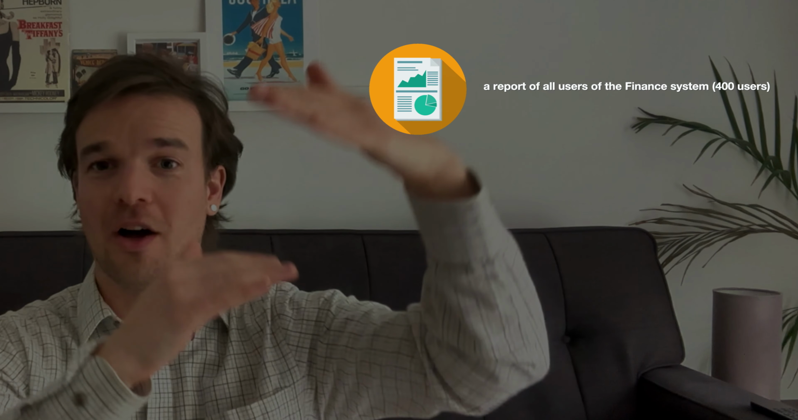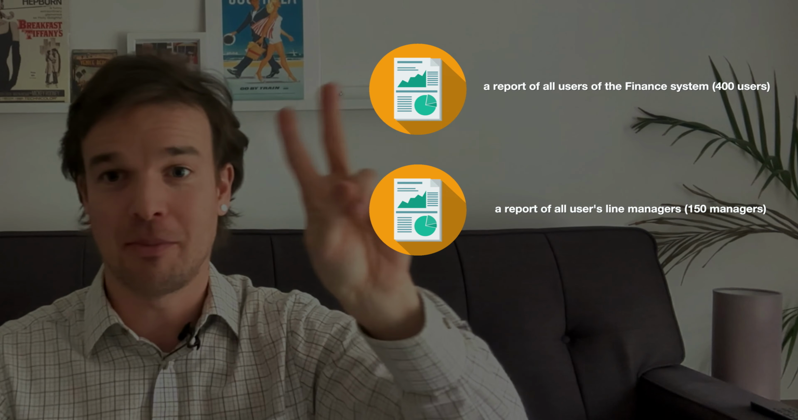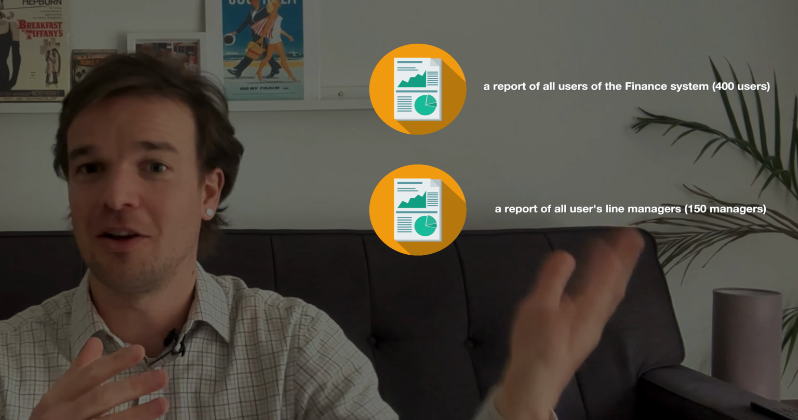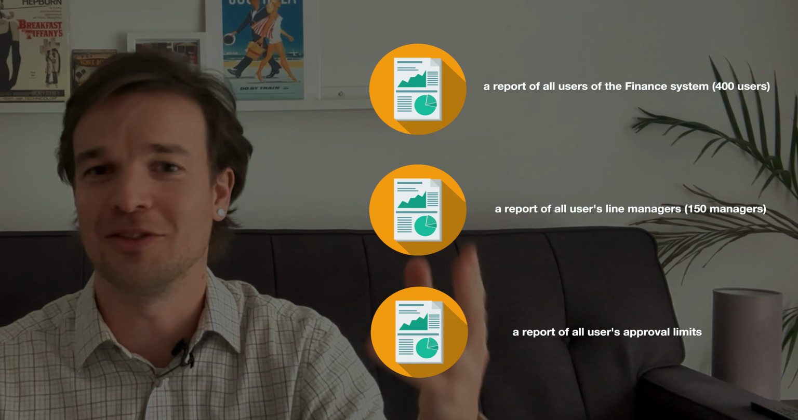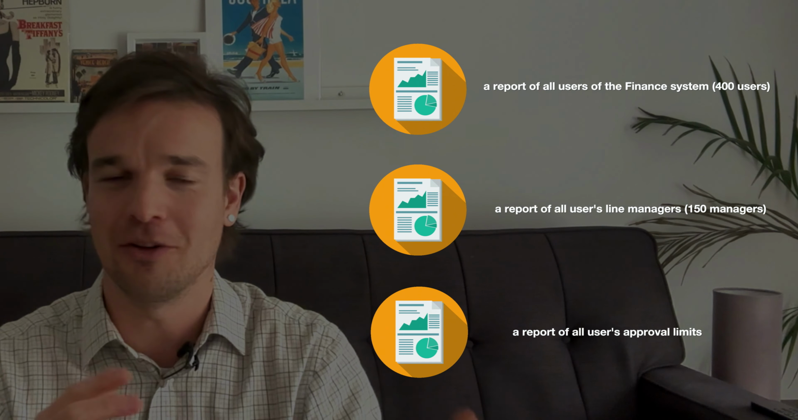Why? Because Jill had to combine 3 separate reports to get this data set: an all-user report, which provided a list of 400 users, a line manager report, which has details of that person's line manager, and then a separate approval limits report, which has each user's approval limits. Okay, so you can see where this could get a little bit messy.